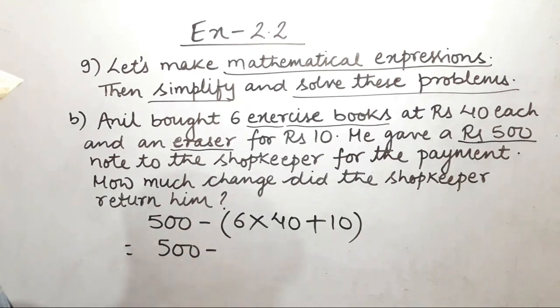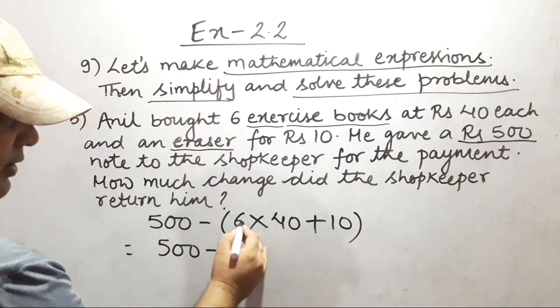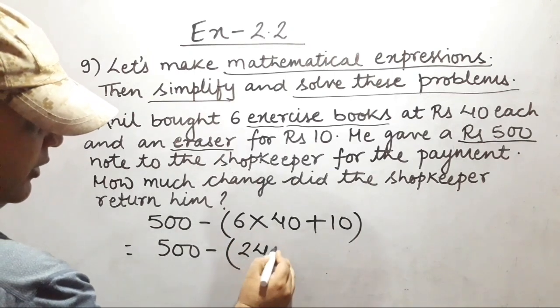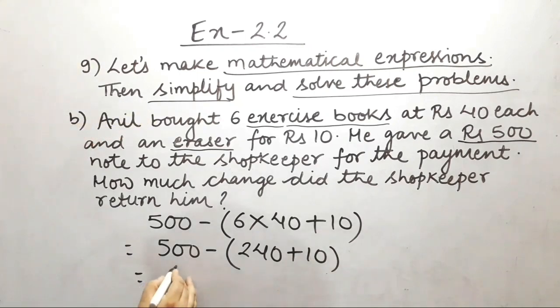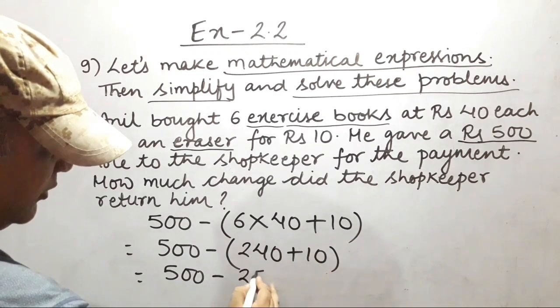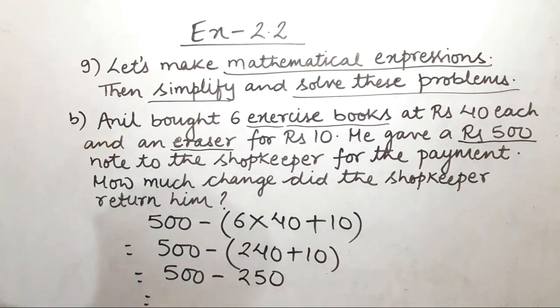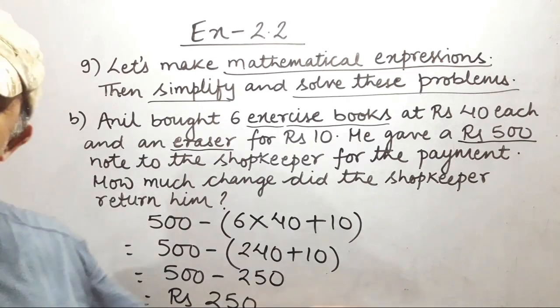500 minus 6 into 40, multiplication at first, it becomes 240 plus 10. 500 minus 250. So 500 minus 250, we get rupees 250. So the shopkeeper returned him rupees 250. You can write down the conclusion by yourself.